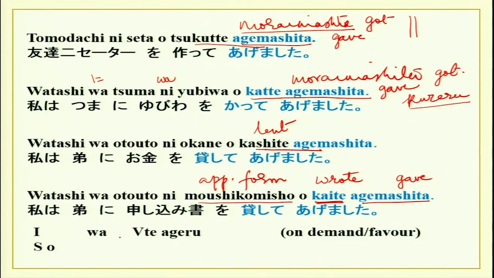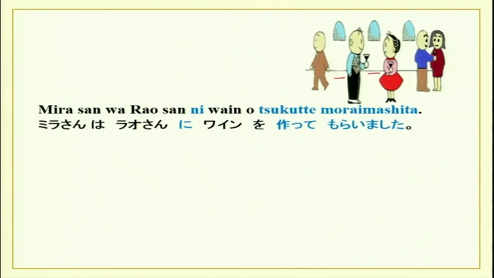So, I, watashi, or someone, wa, verb in te ageru, basically means on demand or is a favor. So, I can also say, ja, Mira-san, chotto pen o kashite agete. Please, lend the pen to XYZ, whoever I am pointing at. So, it could be a demand by me that please do this, or it could be a favor to me that please do this for me. So, over here you can see these two.